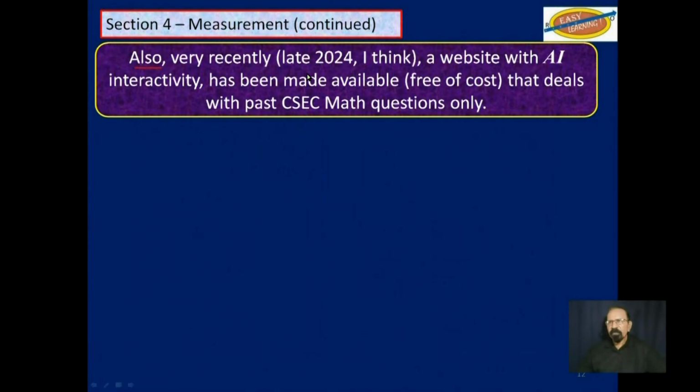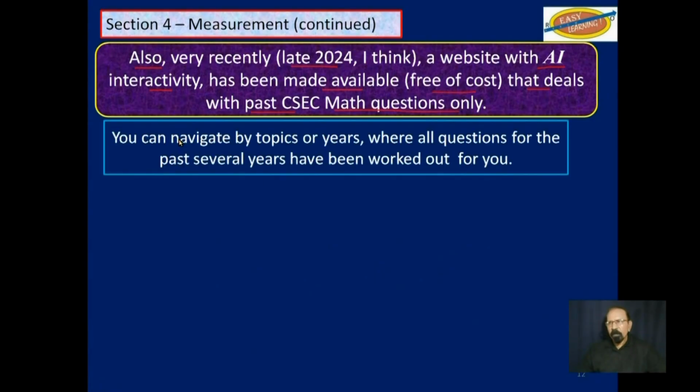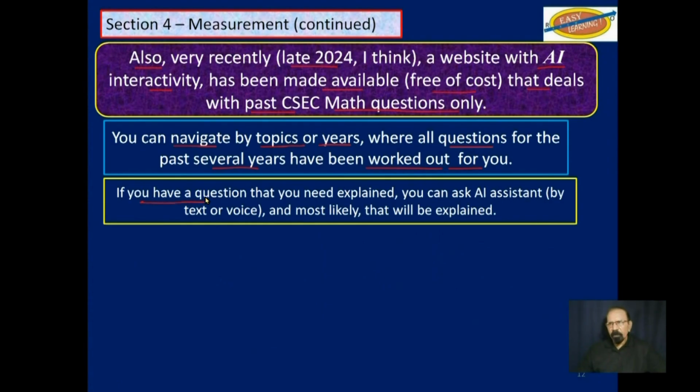Also, very recently, late 2024, I think, a website with AI interactivity has been made available free of cost that deals with past CSEC math questions only from paper 2. You can navigate by topics or years, where all questions for the past several years have been worked out for you. If you still have a question that you need explained, you can ask the AI assistant either by text or voice, and most likely that will be explained for you.